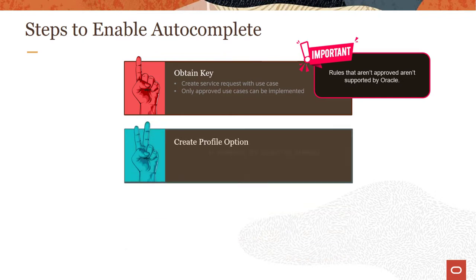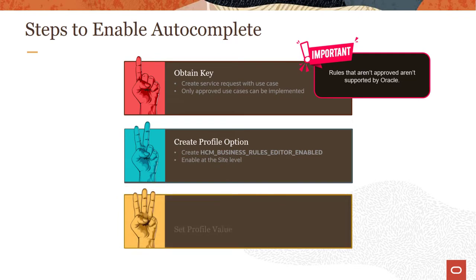Next, once you get a key, you must create the profile option HCM_business_rules_editor_enabled. Enable the profile option at the site level and the user level if desired. Then you will set the profile value for HCM_business_rules_editor_enabled to the key value you get back from the approved service request.